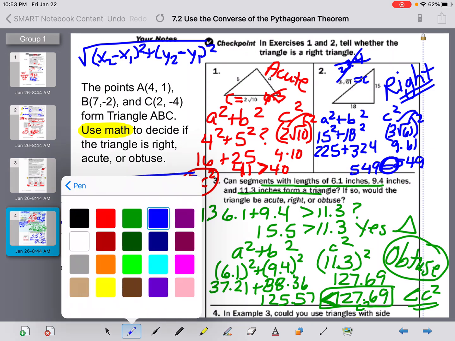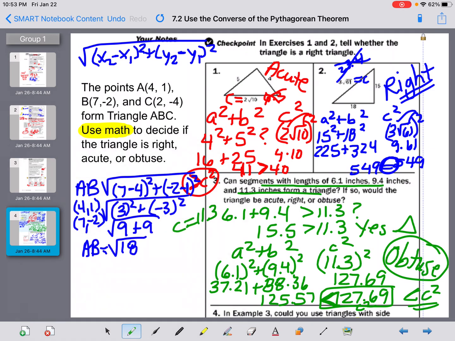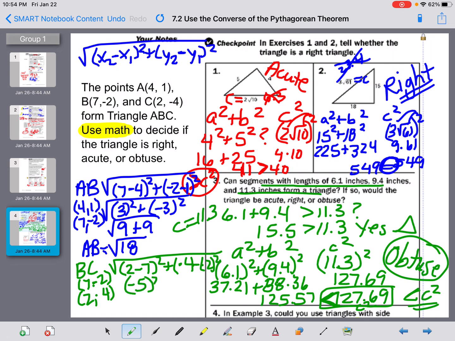All right, now I want the next one. So let me go to this. I'm going to go to BC, which uses 7, negative 2, and 2, negative 4. And once again, subtract those x's, 2 minus 7 squared. Subtract those y's, negative 4 minus negative 2 squared. 2 minus 7 is negative 5. Negative 4 minus negative 2, that becomes a plus 2, makes it negative 2 squared.